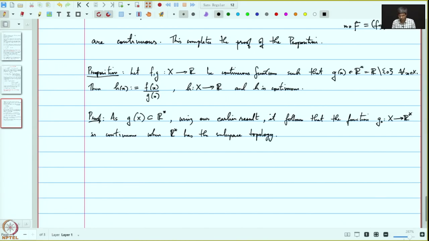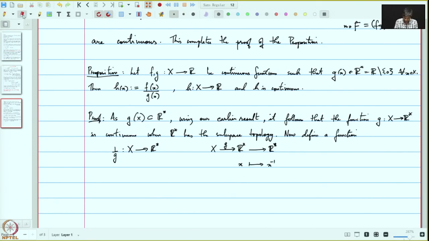So in all these propositions and theorems, R has the standard topology. Okay. So we will abuse notation and continue to denote g naught by g. So g is actually a map from X to R star, and R star being given the subspace topology, g is continuous. So therefore, now define a function one upon g from X to R star. So this is defined as, so first X to R star, we have g, and on R star we have this continuous map which takes y to y inverse.